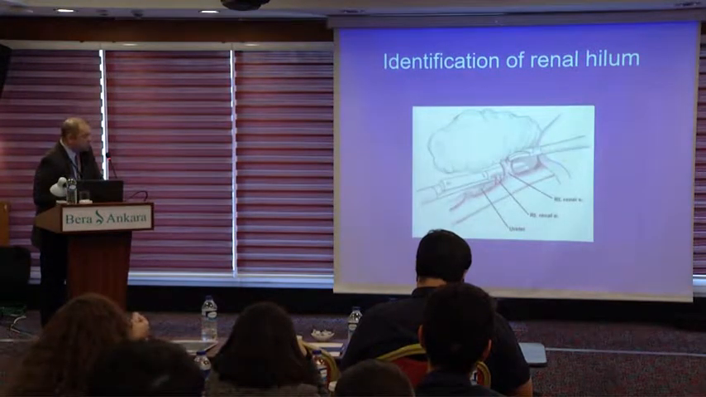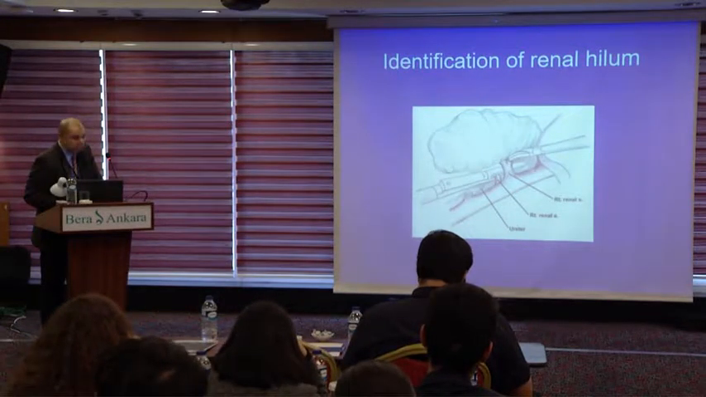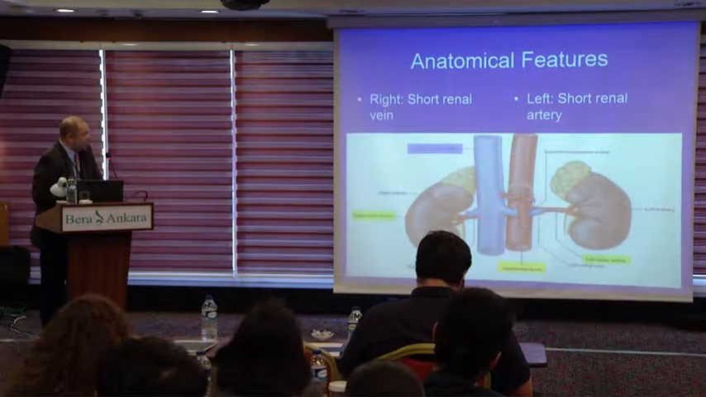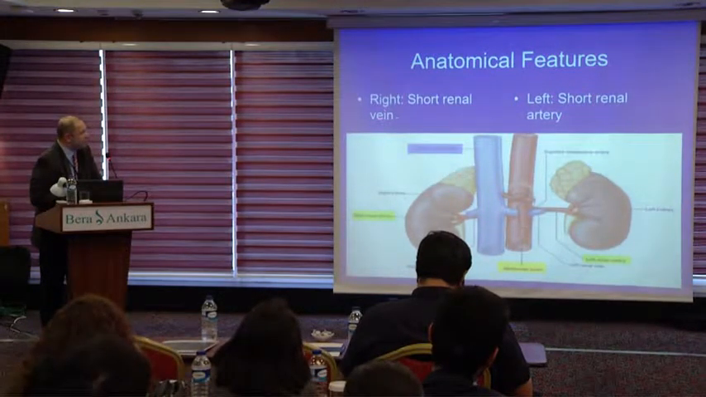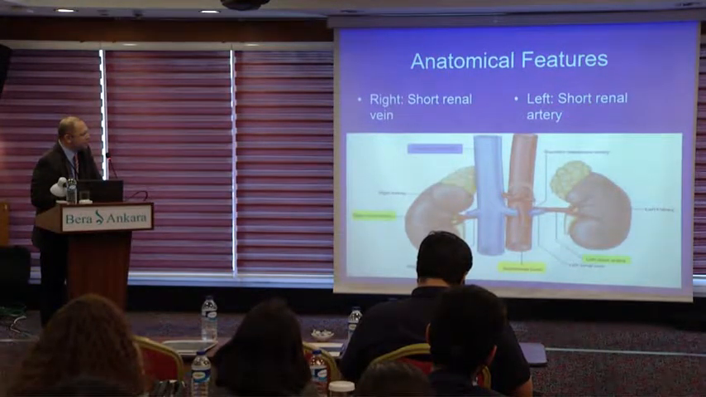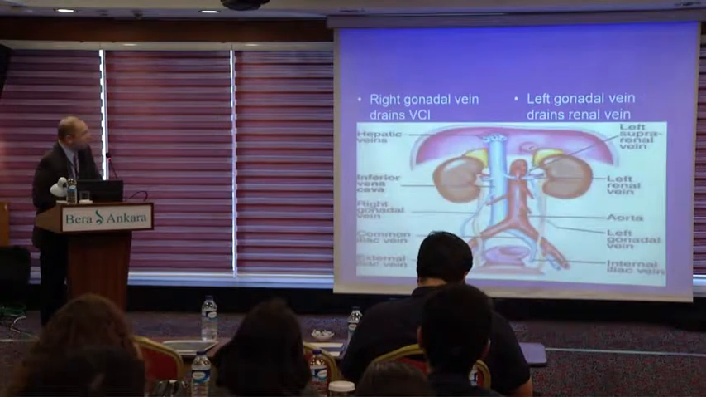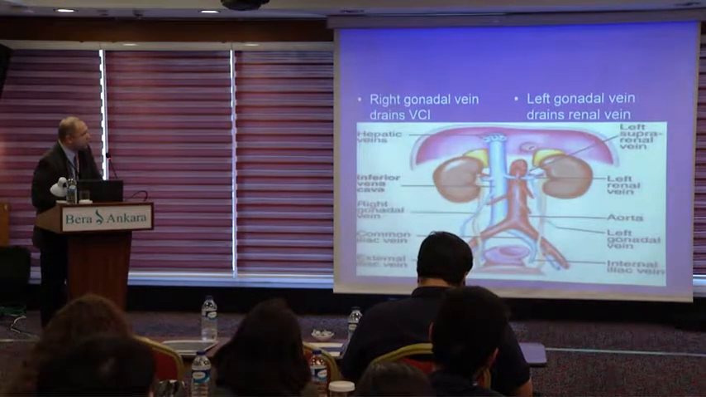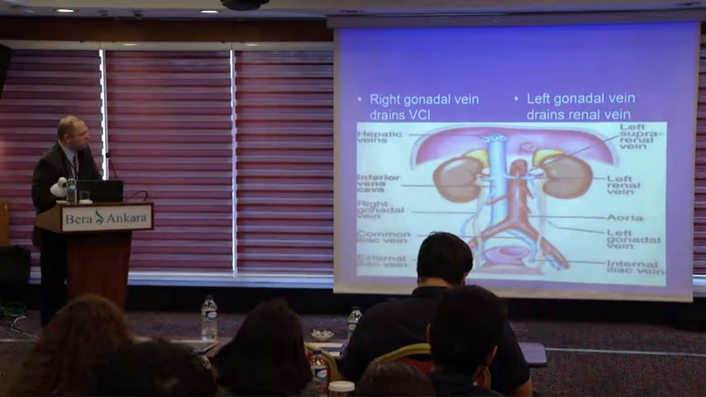The most important part of this surgery is identification of the renal hilum. Some anatomical features must be known. On the right side, we have a short renal vein. On the left side, we have a short renal artery. Also, the right gonadal vein drains directly to the inferior vena cava, and the left gonadal vein leads us to the kidney.